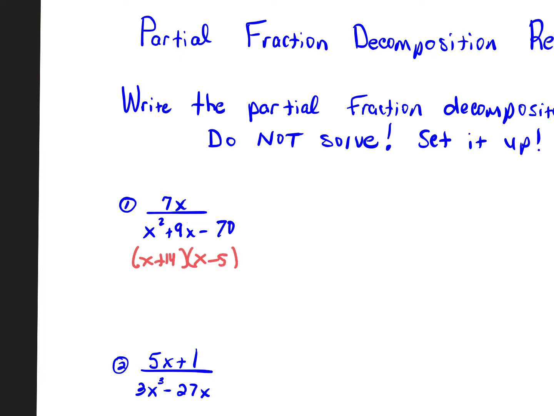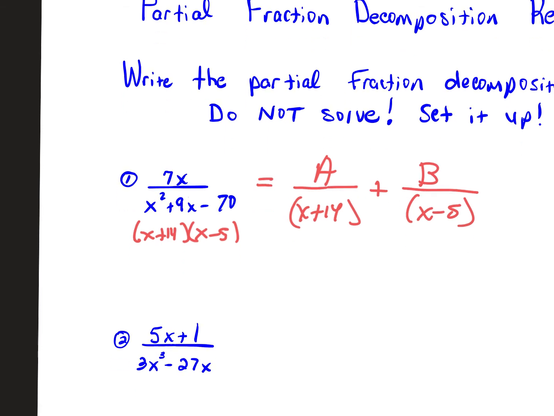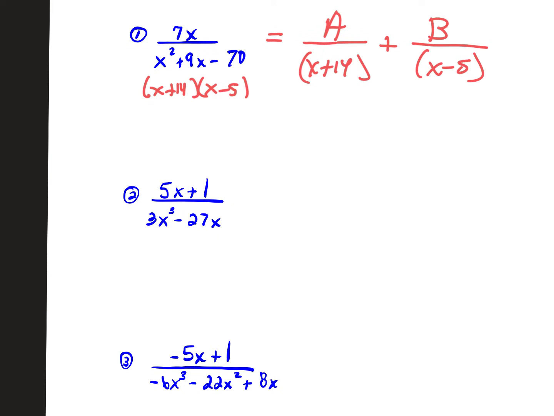Now, if we were going to solve this, remember we would set each of those equal to 0 and plug those in. But we're not going to. We're just setting this up. So how many different factors are in the denominator? 2. So I have x plus 14 and I have x minus 5. Does it matter which one you put first, which one you put second? No. So I have A here, B here. That's all you have to do. When you're setting it up and not solving, all you're doing is factoring the denominator and then setting up your progression.